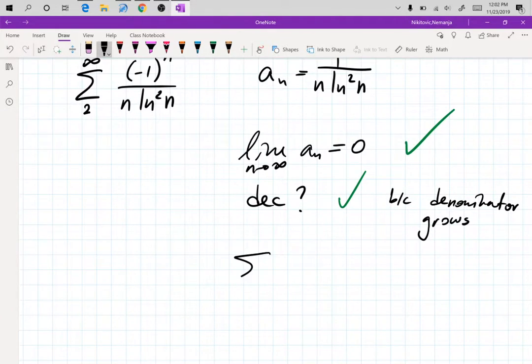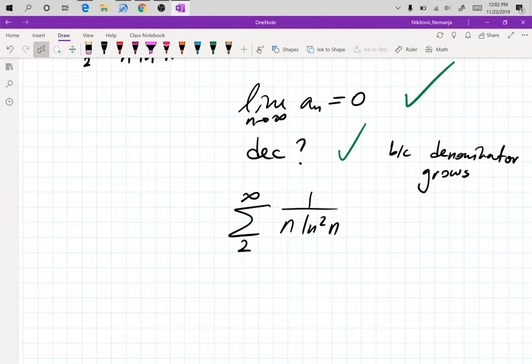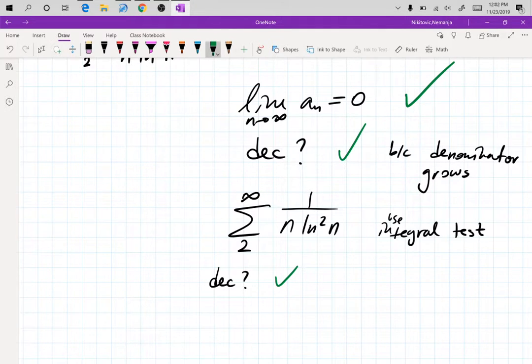Now you have to check the summation of 1 over n ln squared n from 2 to infinity. Now this is integral test. Use integral test, and when you use integral test, you have three rules. First, is it decreasing? We said yes already because the denominator grows.